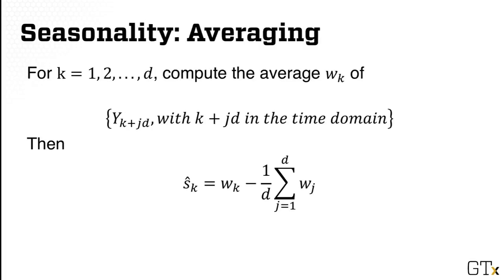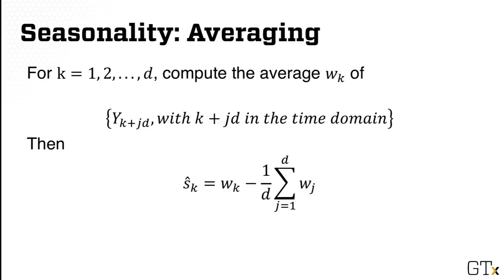The first method is very simple. It takes all time series values corresponding to each seasonal group k from 1 to d and averages them to get the w_k. Note that here d is the periodicity or the number of seasonal groups. For example, if the seasonality is monthly, then d is 12, and one seasonal group corresponds to 1 month.